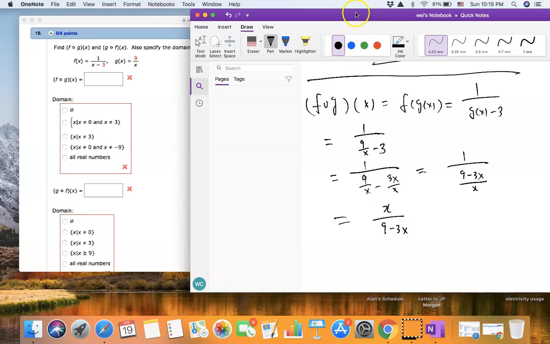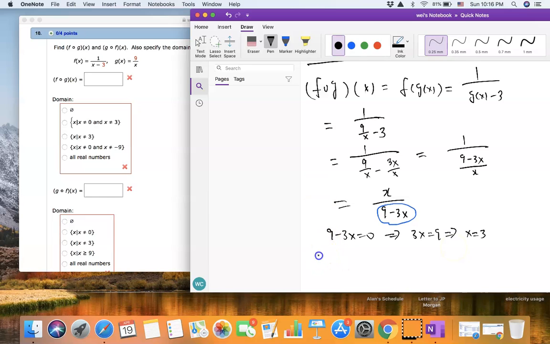After we get here, let's take a look at the domain of this function. Because this is a rational function, we don't want the denominator to be 0. So which number will make this be 0? That number is 3. Therefore, we have to exclude this number from the domain. So the domain is anything except 3.